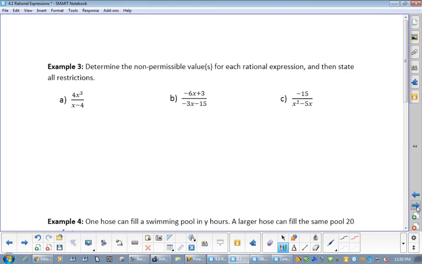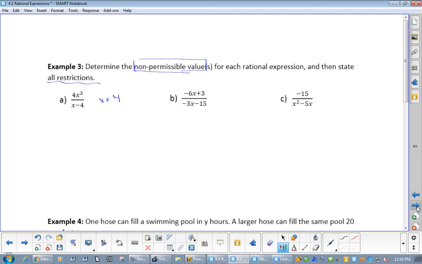Okay? So now we're going to talk about, again, non-permissible values. Okay? AKA restrictions. What numbers are not allowed to play? Now, A, that one, most people can do that one visually. But what would be the answer there? X cannot equal what? 4, right? Because 4 minus 4 is 0.